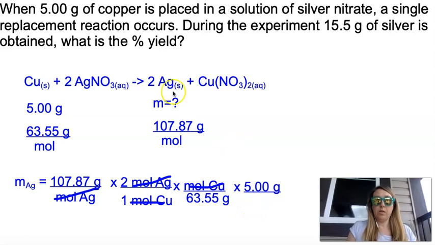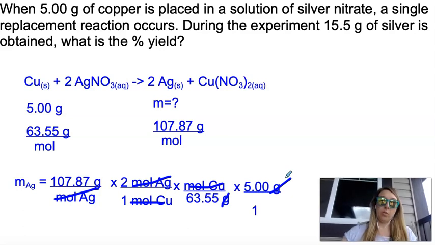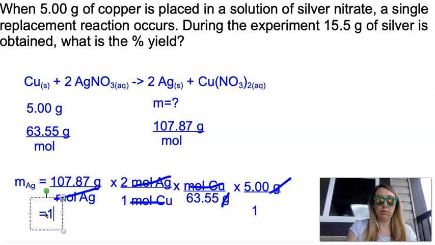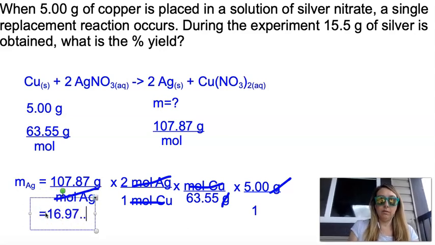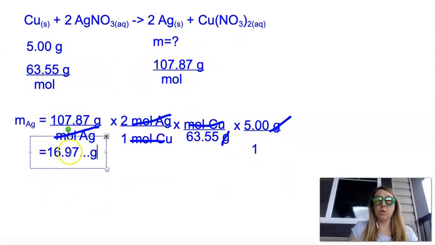All right, so now that we have that, we can go about actually plugging this into our calculator and determining what that theoretical mass is going to be. So 107.87 times 2 divided by 63.55 times 5. So we get 16.97, and the number keeps going. Okay, because this isn't my final answer, I don't want to round. I want to use that whole number.